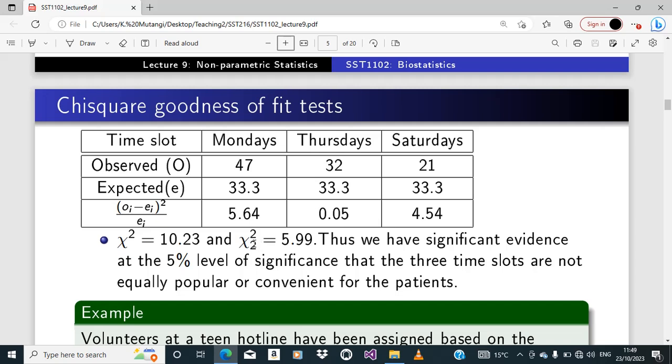So the number of degrees of freedom is k minus 1, which means we now have 2 degrees of freedom there to give you a critical value of 5.99. Therefore, based on the value of the test statistic of 10.23, we are rejecting the null hypothesis in this case, which means we have significant evidence at the 5% level, and that's the level at which we tested, that the 3 time slots are not equally popular or convenient for the patients.